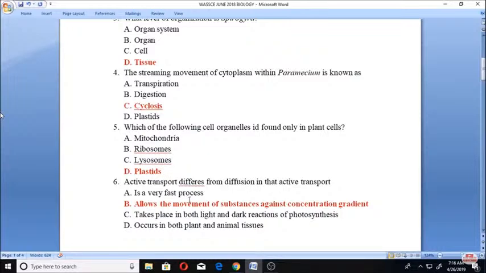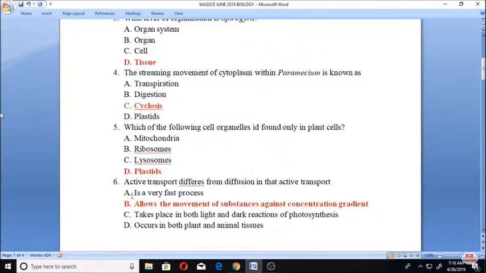Now let's look at question 6. Active transport differs from diffusion in that active transport allows the movement of substances against a concentration gradient. That's what active transport does. Diffusion cannot move against a concentration gradient, but active transport can.